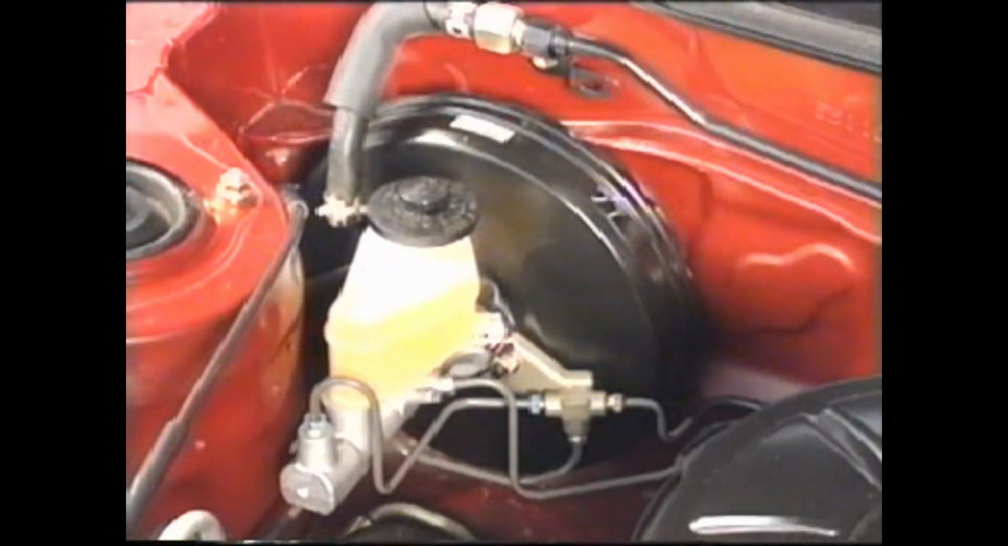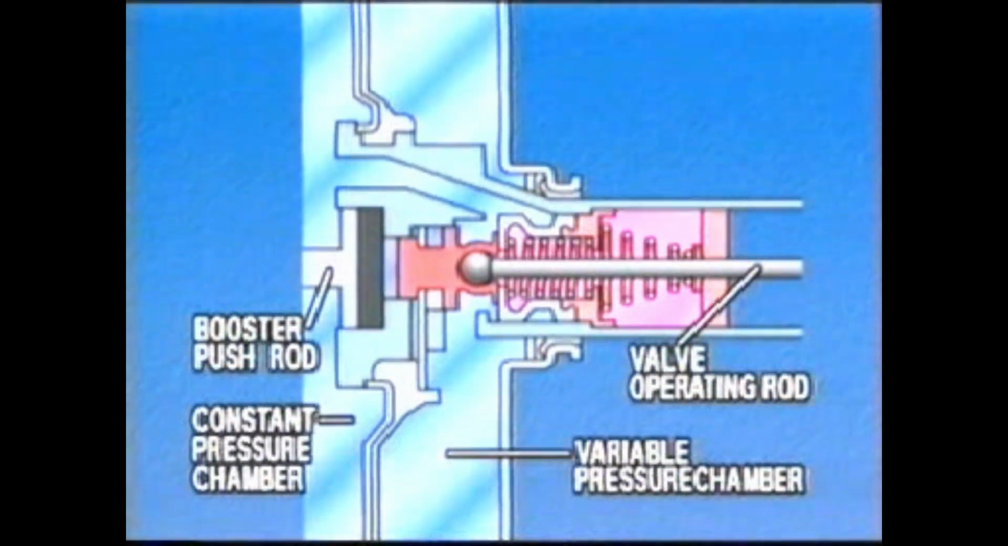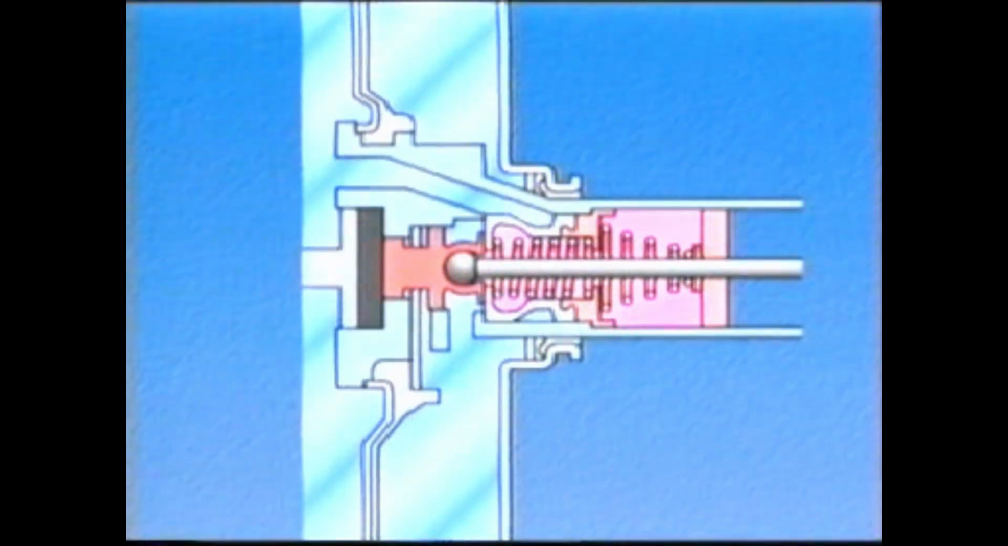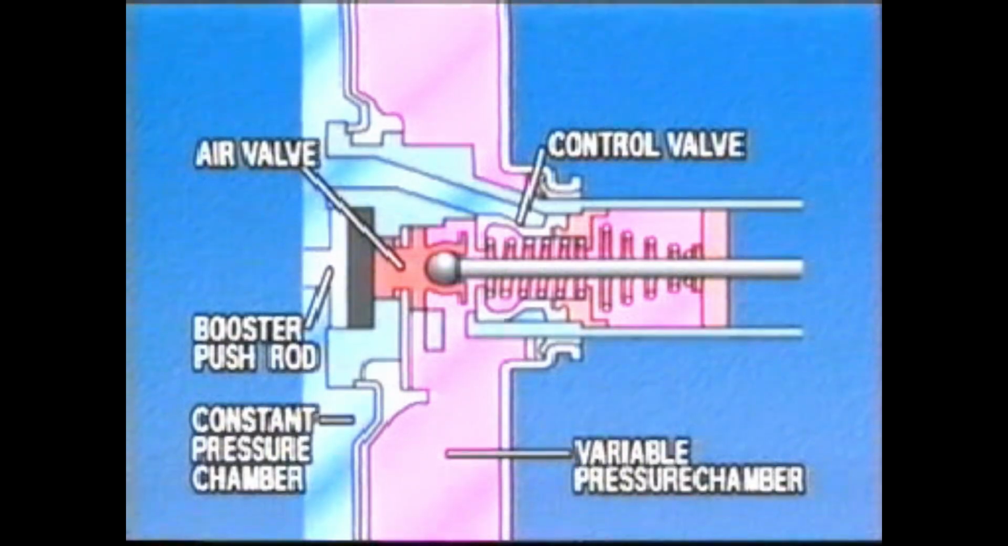A vacuum is created inside the brake booster by starting the engine. When the brakes are not applied, the pressure of the constant pressure chamber and variable pressure chamber are equivalent. When the brake pedals are depressed, the air valve makes contact with the control valve, making the constant pressure chamber and variable pressure chamber into 2 independent chambers. When the pedal is depressed further, the air valve moves away from the control valve, allowing air to enter the variable pressure chamber. This difference in pressure is used to push the push rod.